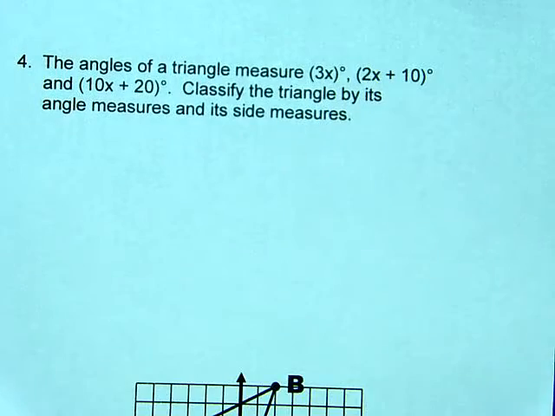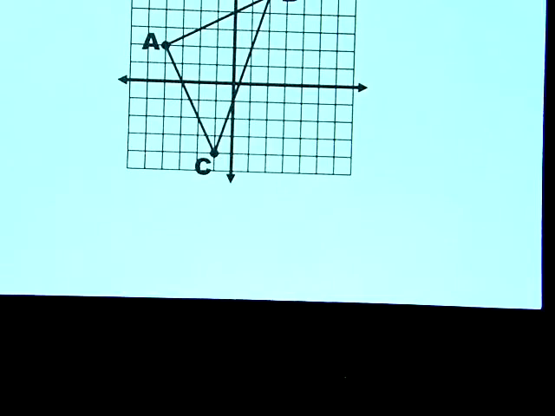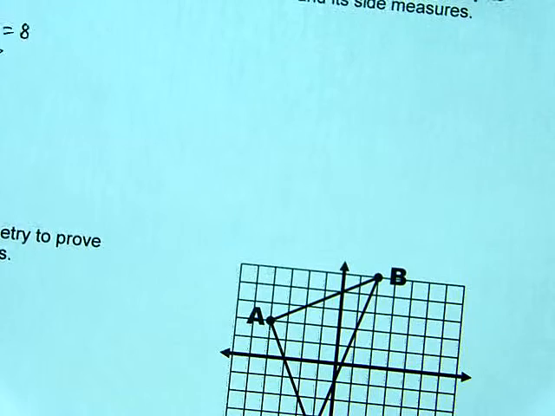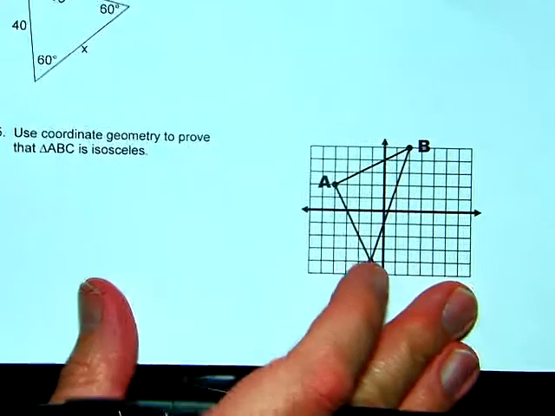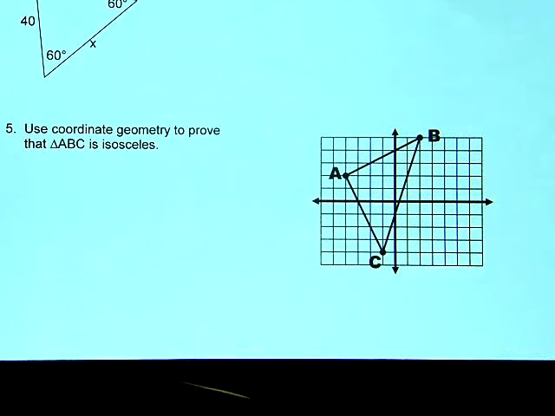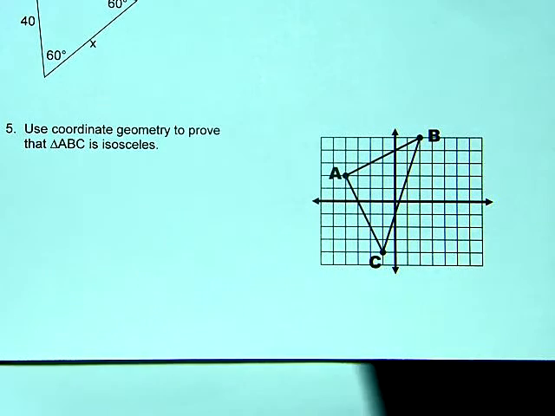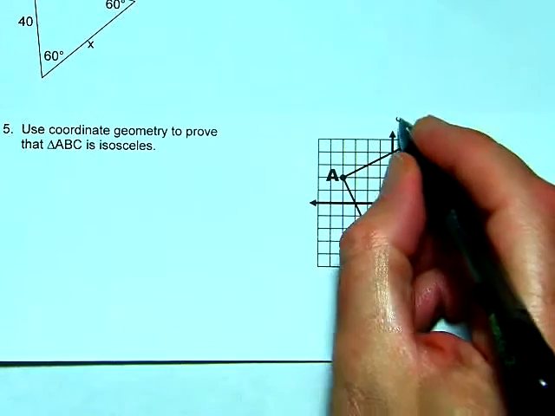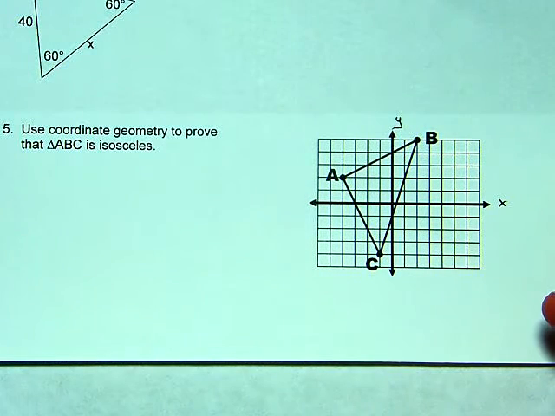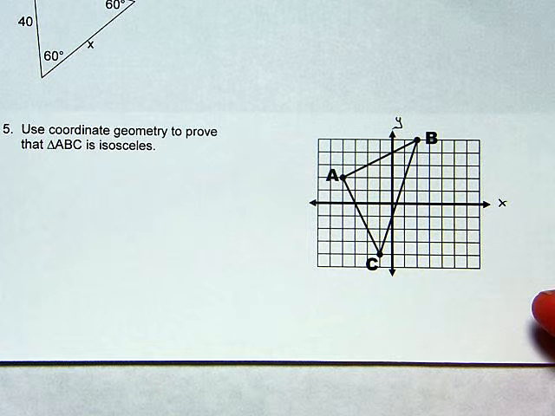Let's move on to number 5. Now number 5 is a new kind of problem that we haven't encountered before yet in this unit. But as you might remember, we've looked at problems like this a few months ago. We've got an xy coordinate plane, and in the coordinate plane we have a triangle. And we're being asked to use coordinate geometry to prove that ABC is isosceles.